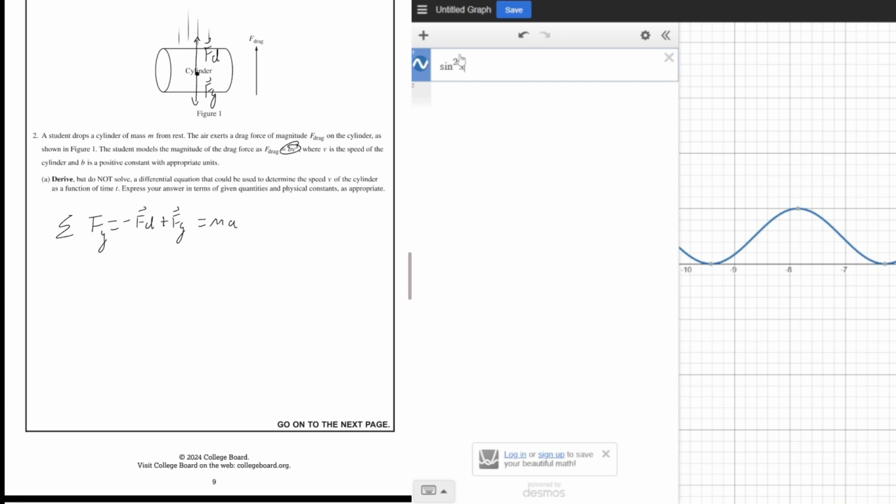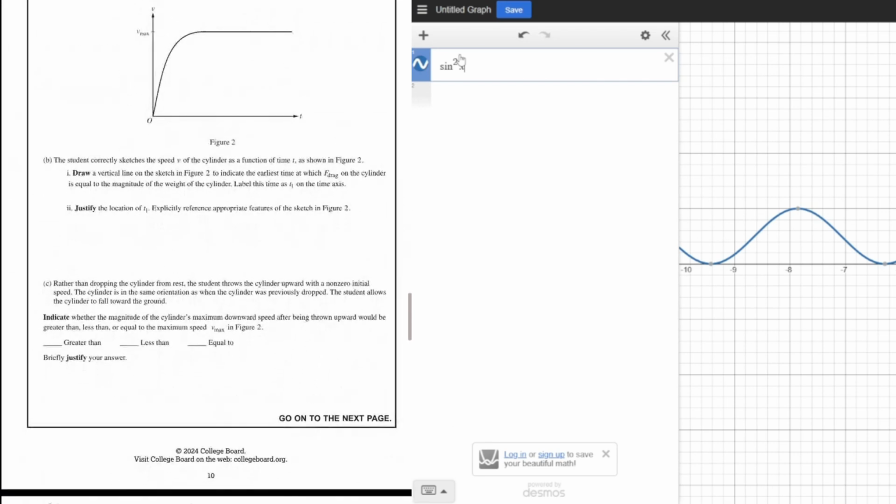right? So now let's replace everything with what we know. mg minus b v squared, right? F drag is b v squared, Fg is mg, equals m. Now acceleration is the derivative of velocity. That's where the differential equation comes from. m dv/dt. That's it. That's all you need, because they said derive but do not solve.